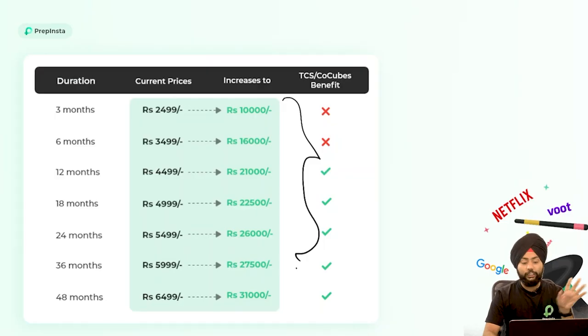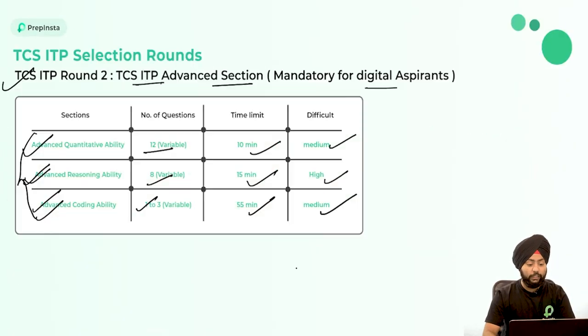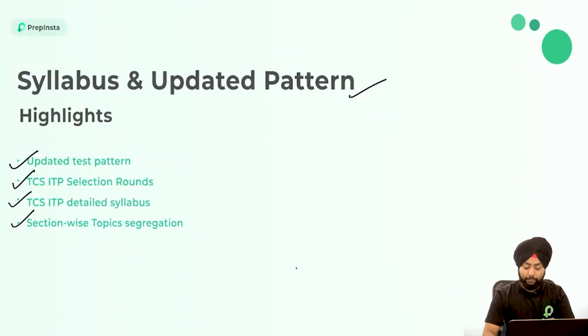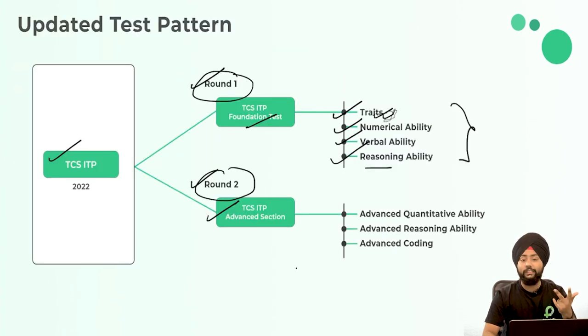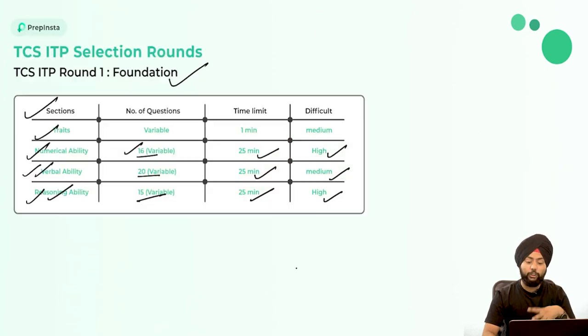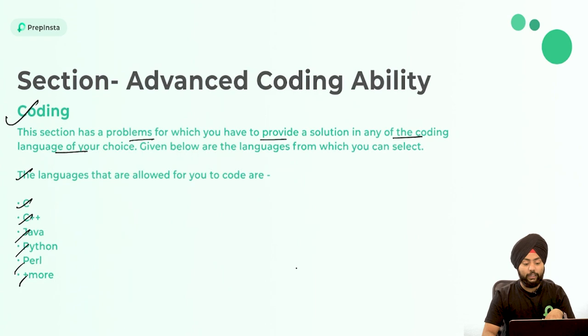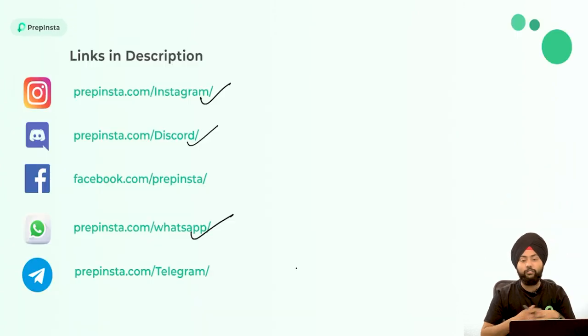So that's it from my end for this time, guys. One more thing, again I'm telling you, the TCS ITP is divided into two rounds, the foundation test and the advanced section. So these two rounds are very important. And okay, that's it from my end, guys.